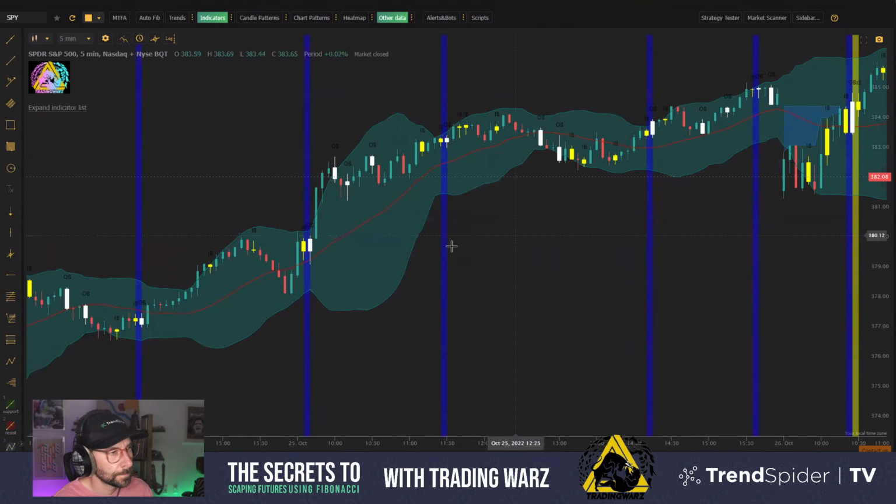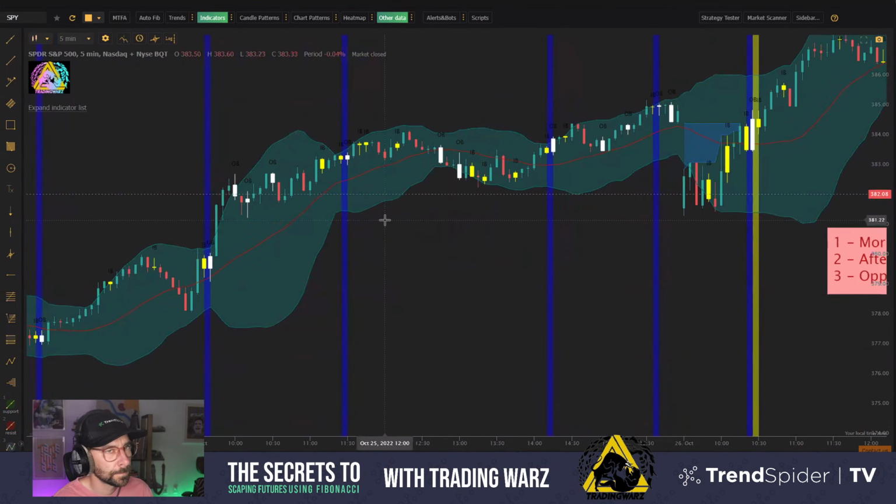So for anybody that doesn't know, my indicator highlights all inside and outside bars, but the patterns that I love to focus on the most are the blue highlights and the yellow highlights. That's why I highlighted them. So the blue is called the Nirvana, the yellow is called the Holy Grail. So they're just the opposite of each other. Inside, outside is Nirvana, outside, inside is Holy Grail.